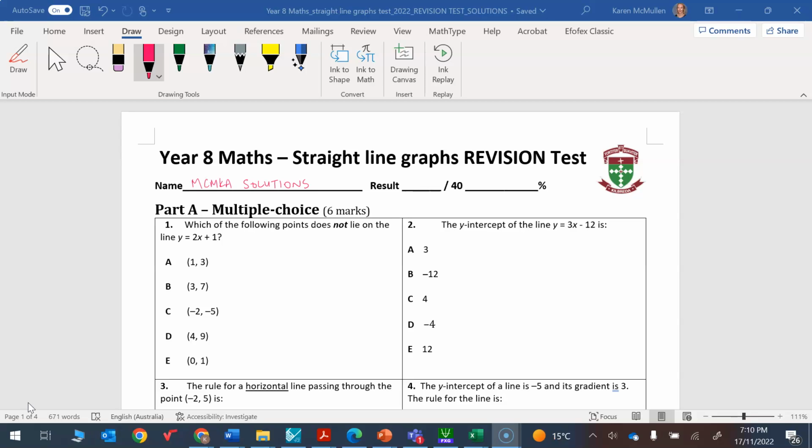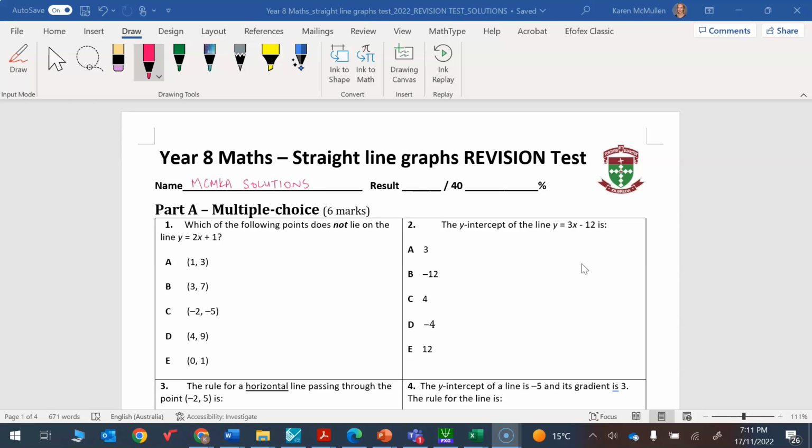Hi everyone, in this video we're going to go through the straight line graphs revision test. It's a bit of a mouthful. This test, remember, has a quite similar structure to your actual test. So have a go at doing this perhaps on your own before watching this video, and make sure that if there's any questions you don't understand, you work towards understanding them. All right, let's make a start.